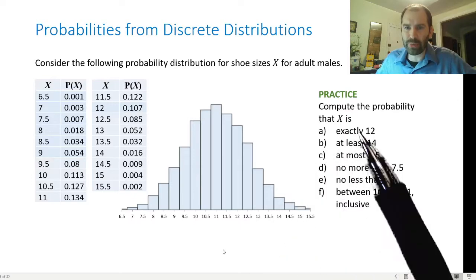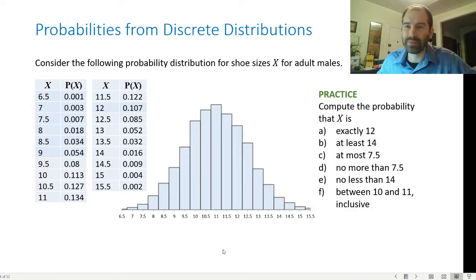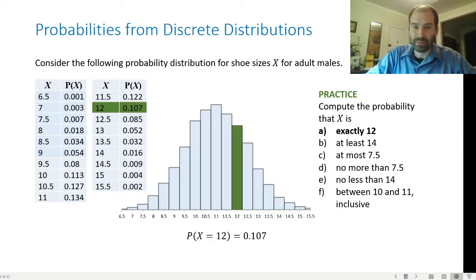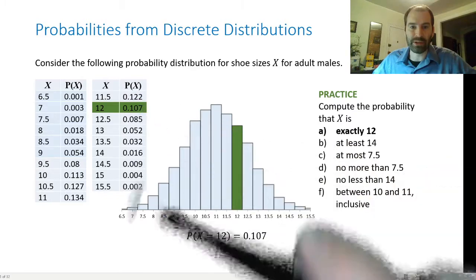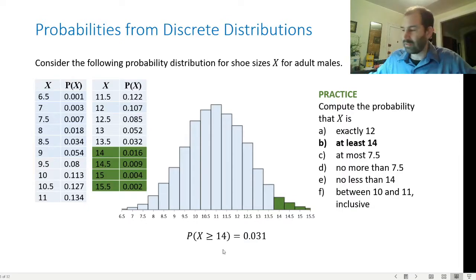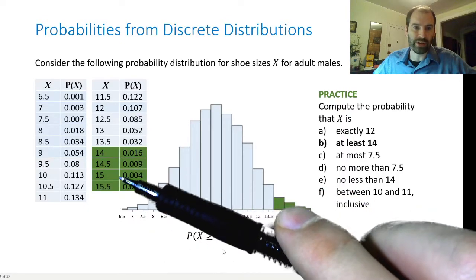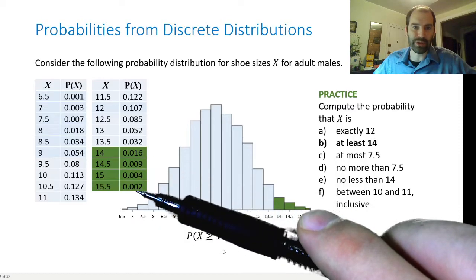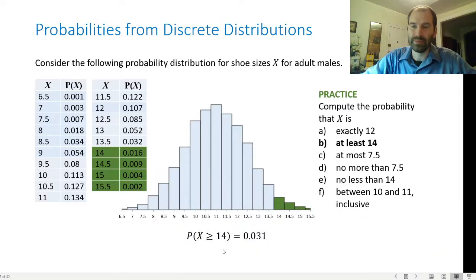So how do I interpret exactly 12? Well, that means that it's equal to 12. So here we are, exactly 12. It's just the height of that bar, or the probability corresponding to 12. What about at least 14? At least, what does that mean? Well, if I have at least that amount, that means I can have that amount or more, right? So I have these values. So I'm going to add up these probabilities to get my answer.